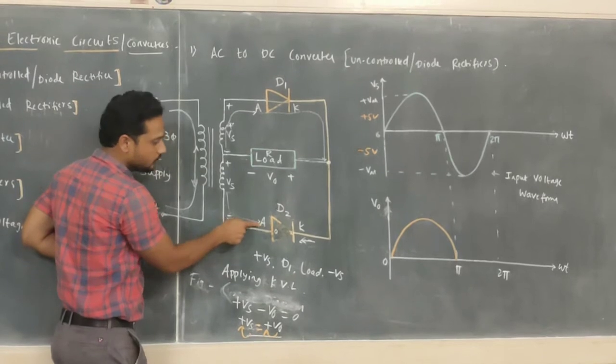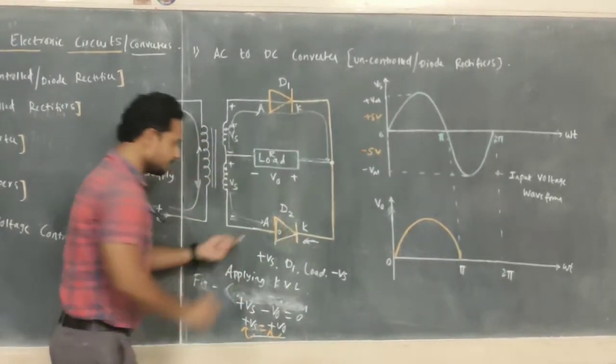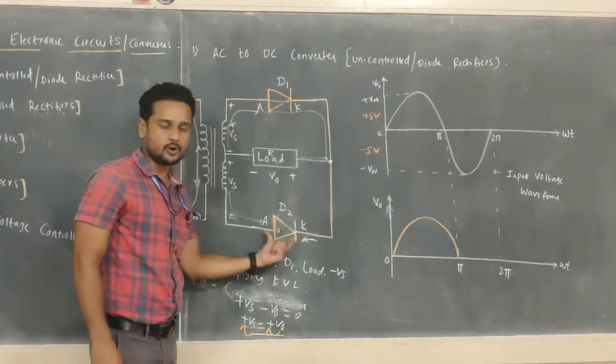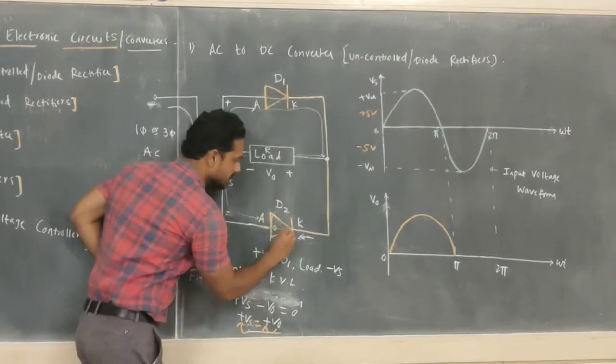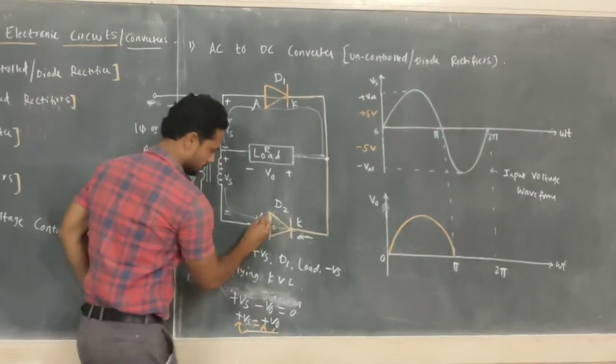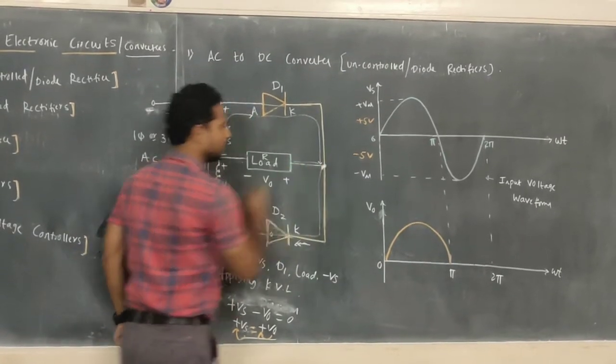Now the direction of flow of current is acceptable for this diode D2. It is entering the anode terminal of diode D2, hence it will support. It will be forward biased, hence it starts conducting. There is a path for the current to flow. Now current will flow in this direction and it will reach this point.